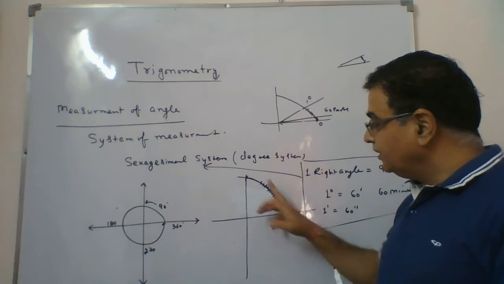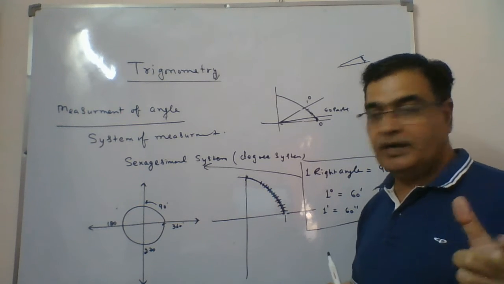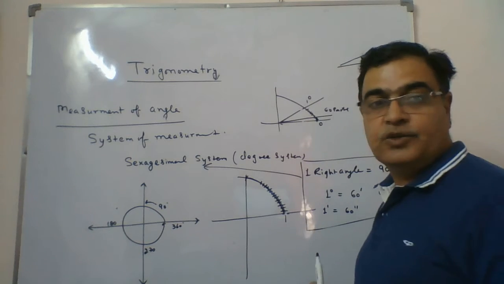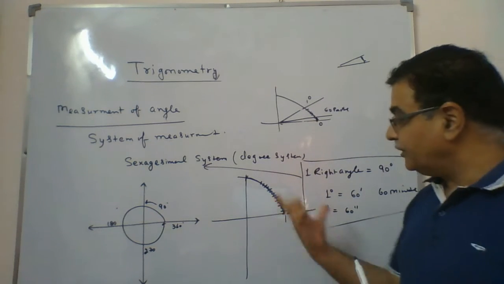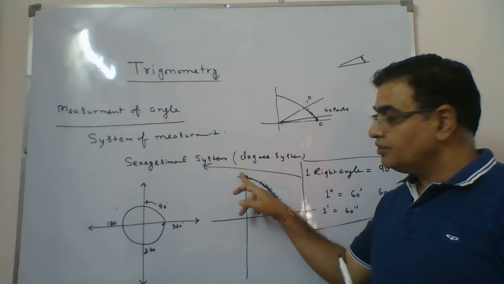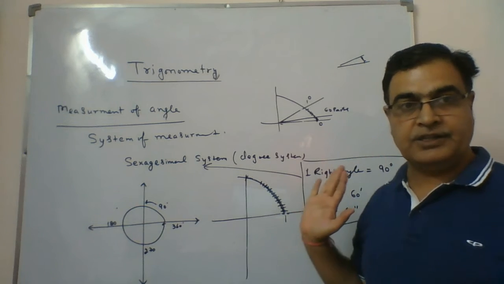When you take this whole arc, we divide this part of the arc into 90 equal parts. This also is divided into 90 equal parts, this also, and this also 90. So that's why 90, 90, 90 and 90. So 0 to 90, 90 to 180, 180 to 270, 270 to 360.